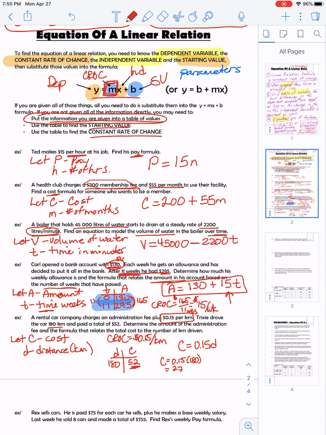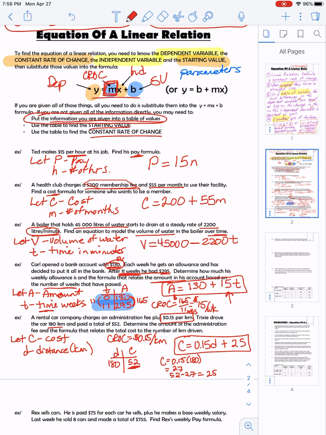So what do I have to do to 27 to get up to 52? Well, let's see. 52 minus 27 is 25. So I'm going to have to add another $25 on, and that will work. So 15 cents times 180 will bring us up to 27, but I need to get up to 52, so we're going to have to add $25 onto that formula.